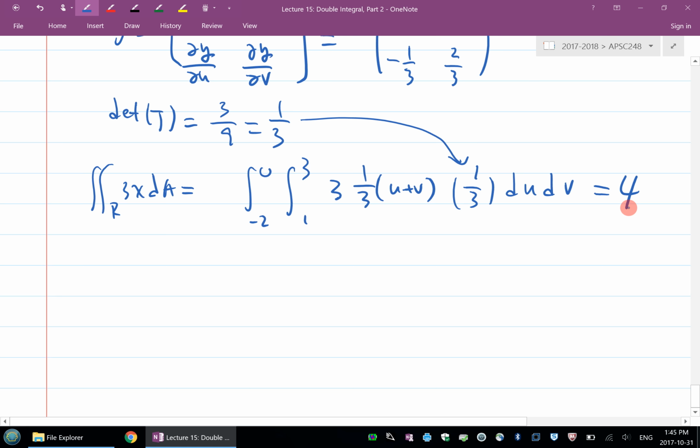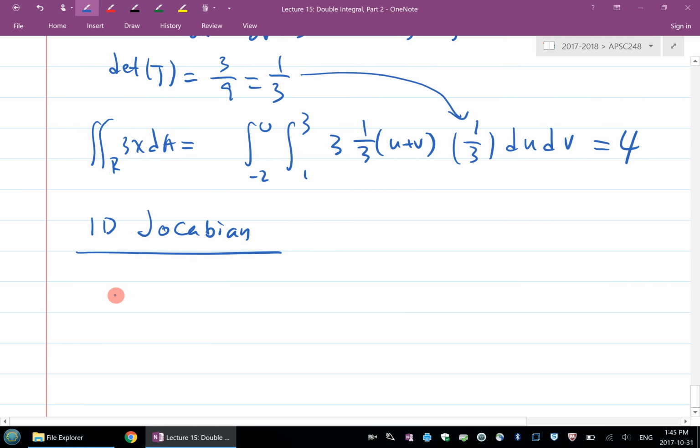Okay? So now Jacobian is actually not a new concept to you guys. Guess what? What would be the Jacobian in one dimension instead of two dimensions? Right? What would be the Jacobian in one dimension?